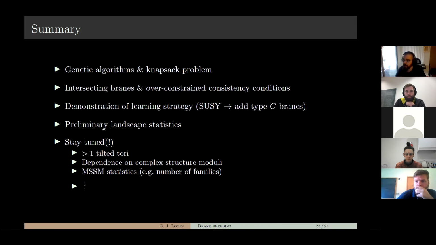And I presented some preliminary statistics for the landscape, the gauge group rank, and these SU(N) correlations. So stay tuned, this is ongoing. We hope to present some more results in the near future.